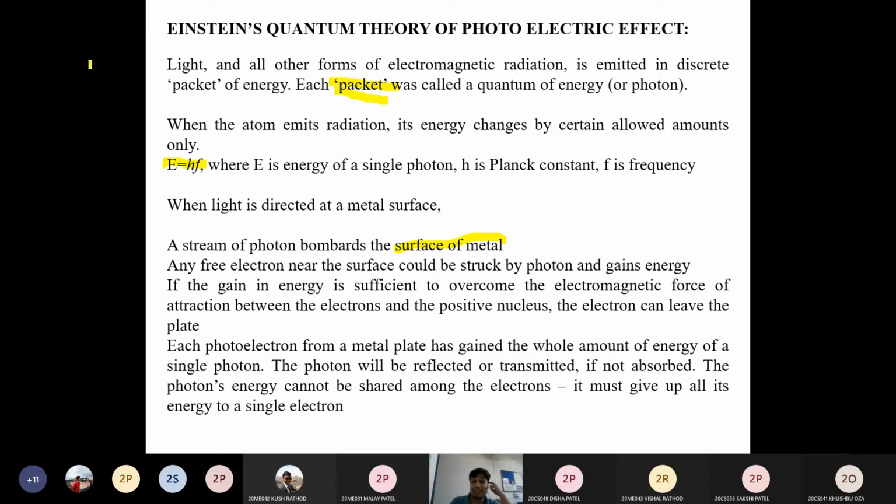E is equal to hf, or h nu, where h is the Planck constant. In this experiment, we will apply some frequency, and based on that we will calculate the energy. That means the work function, which will come in the next slide. We will also see, for different frequencies, what the requirement is for each one, and that we will calculate.